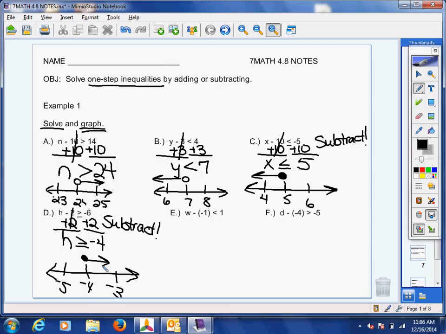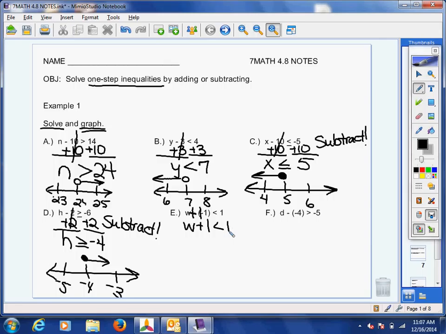Now, E and F are super hard, so let me talk you through it, okay? Because I know some of you are trying to work ahead just a little bit. Anytime you see 2 negatives in a row, because that says W minus a negative 1, minus a negative. What can you automatically do to 2 negatives? Add a positive, okay? So really what this says is W plus 1 is less than 1.